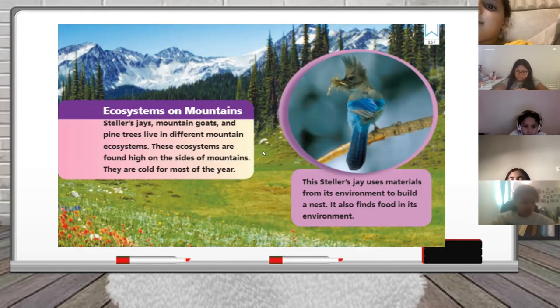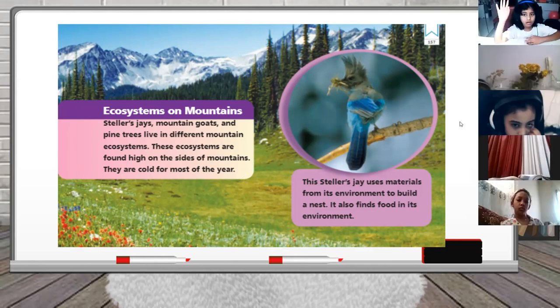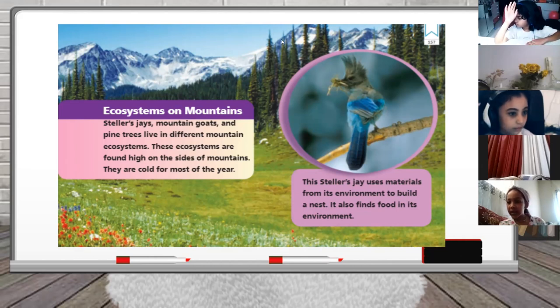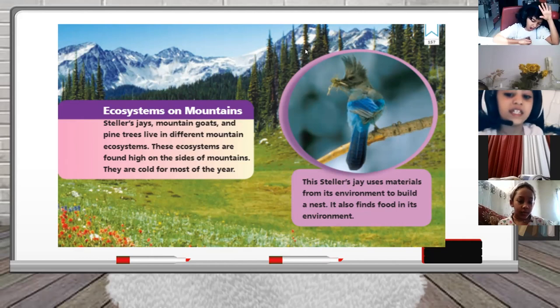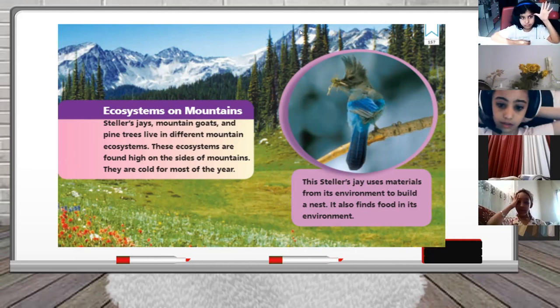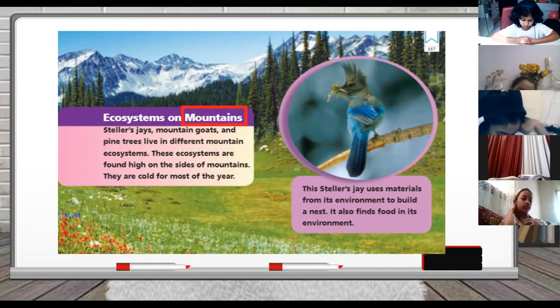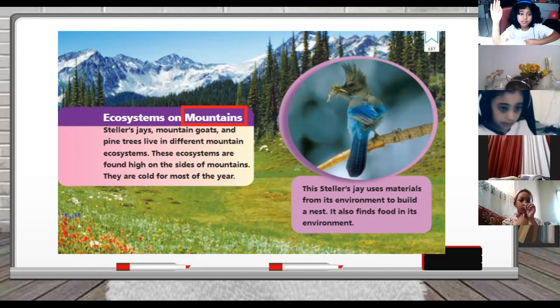Okay. What do we call this place? What do I call this place in this picture? Is it the desert? No. Is it the ocean? Also, no. It's the mountains. Yes. So today, the first example about ecosystems, we are going to learn about the ecosystem in the mountains.